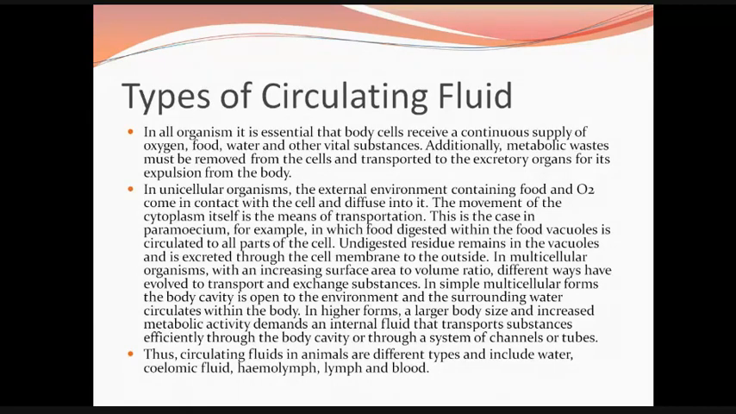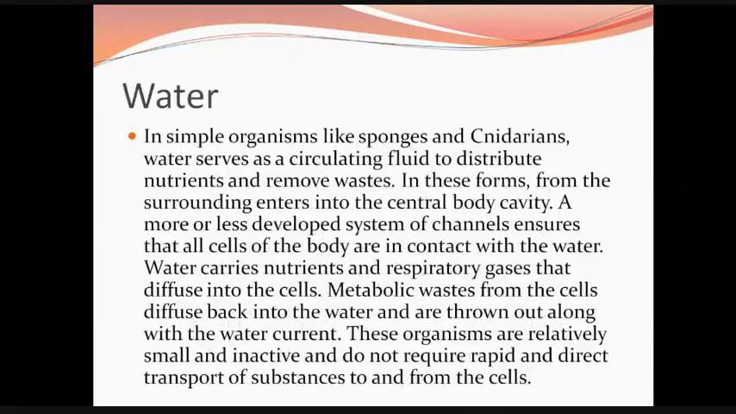So the circulating fluids in animals are of different types, including water, coelomic fluid, hemolymph, lymph, and blood. One by one we will discuss. The first and the most important is water. Now when we talk about water, in some organisms the circulatory fluid is only water.